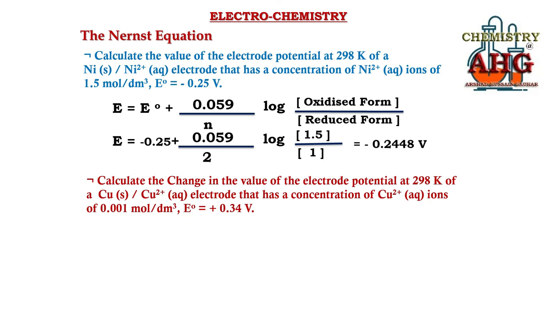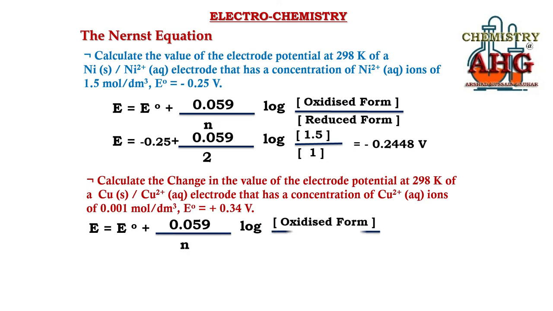Okay, you can use the standard form of the Nernst equation, since the temperature is 298 Kelvin, but the concentration of copper sulfate solution is non-standard, 0.001. So if you insert the values, the answer that you get must be the change in electrode potential value. So how to get the change?